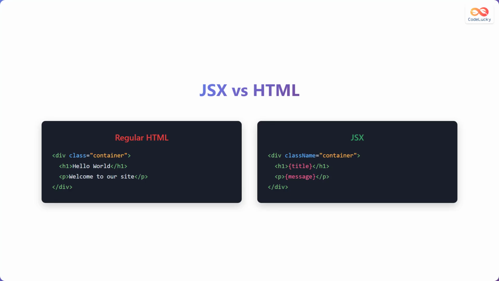Let's compare regular HTML with JSX. On the left, we have standard HTML code with a div element containing a heading 1 and a paragraph. On the right, we have the equivalent JSX code. Notice that the structure is similar, but there are a few key differences. In JSX, class becomes className, and we use curly braces to embed JavaScript expressions, such as title and message, within the HTML structure.